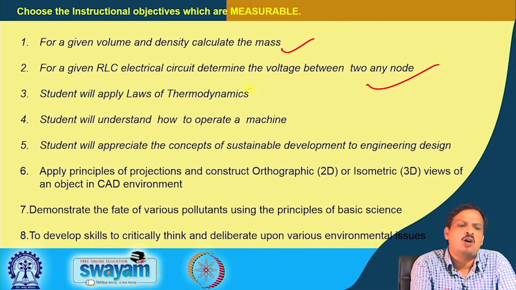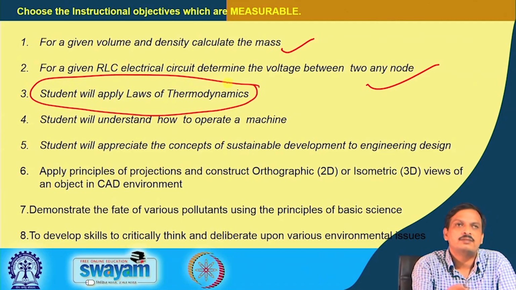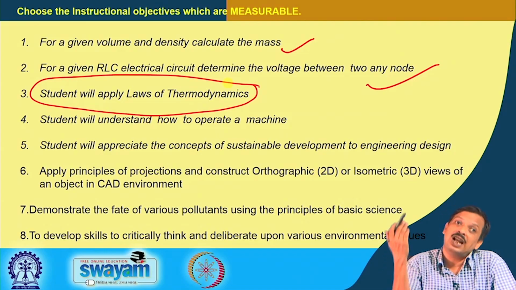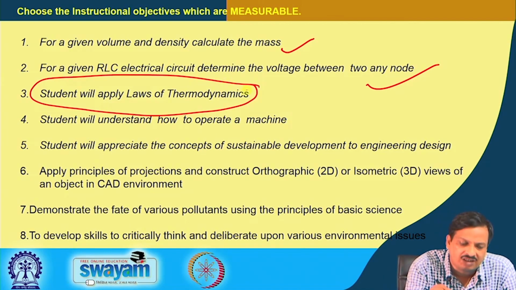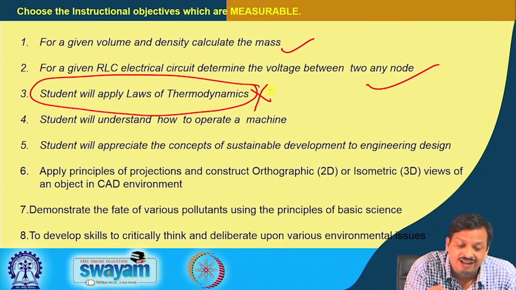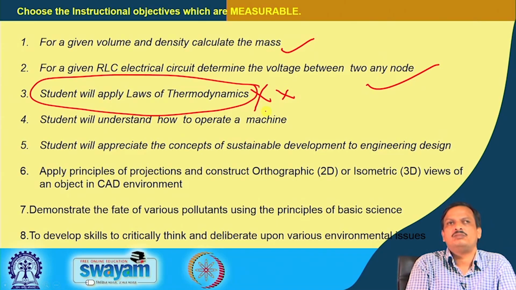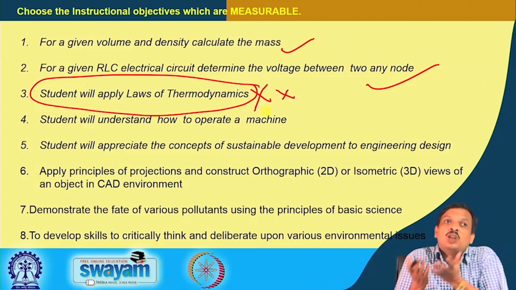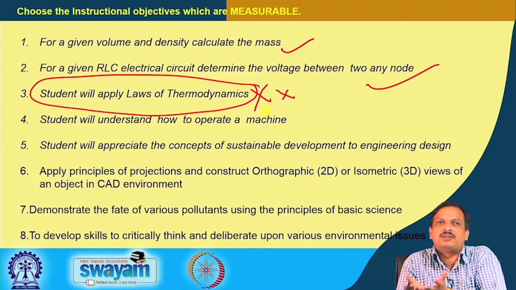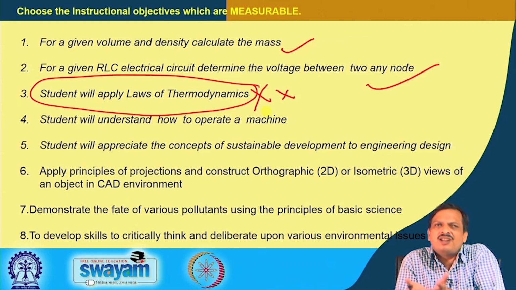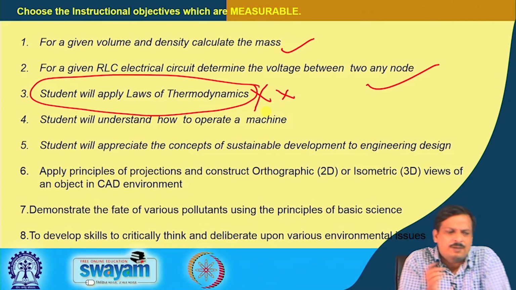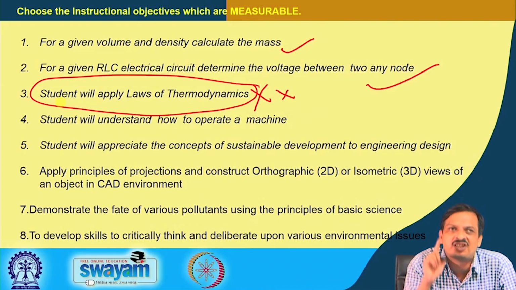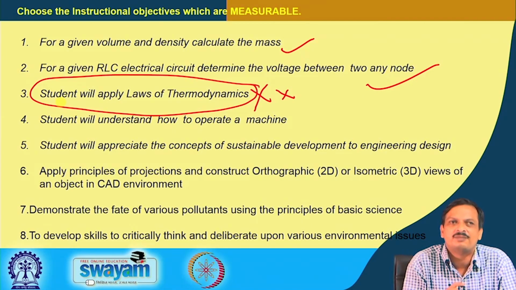Student will apply law of thermodynamics. It is the teacher's hope that the students will apply the law of thermodynamics. So, this outcome is not measurable and not learner centric also. This is teacher centric. As a teacher, I expect that the student will be able to apply the law of thermodynamics, but I cannot measure them. So, instead of doing that, if I say the student will do this using thermodynamics, then that becomes measurable and student centric or learner centric.